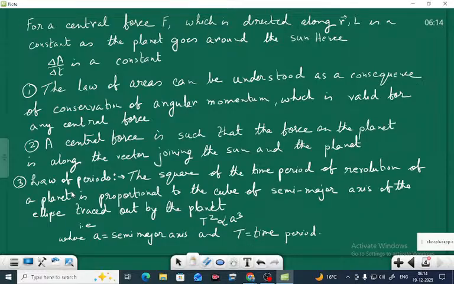Right? So we have learned all of Kepler's laws, and we have found three laws. One is the law of orbits, the law of areas, and the law of periods.